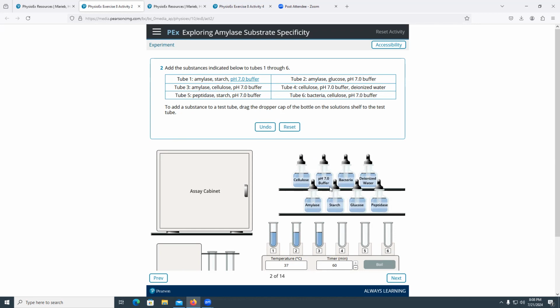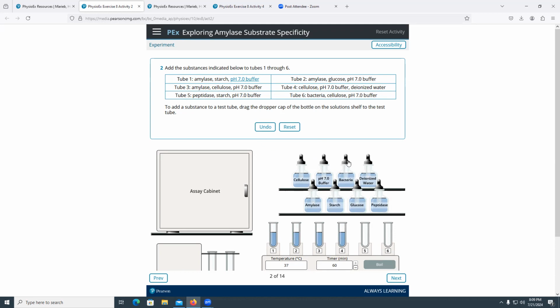Number 4, cellulose and pH 7 and deionized water. Well, isn't that interesting? I don't even have an enzyme here. I have a reactant and the proper pH and water and no enzyme. So I should see no reaction whatsoever for 4.